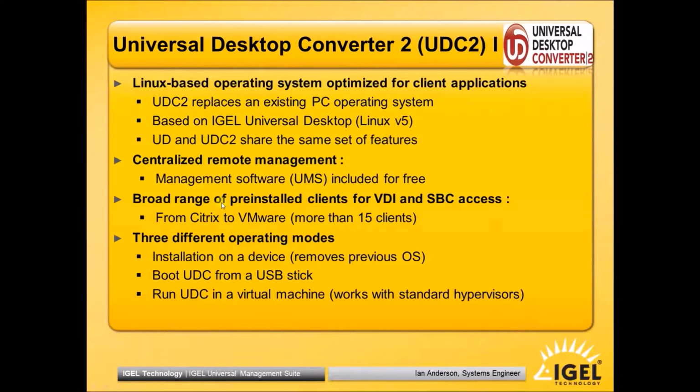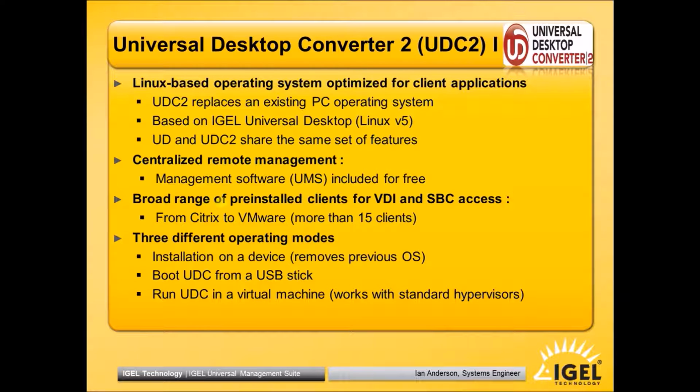So next on the list is the UDC2 product. This is our Linux-based operating system for thin client applications. So this is essentially the same operating system that we operate on our own thin clients, but available as an installable solution for other devices. It's manageable via UMS, the same as our thin client devices, and behaves in very much the same way, and obviously has access to any number of different VDI or SBC type of clients.